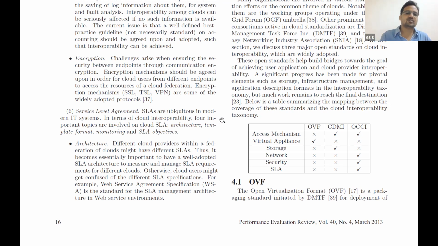So SLAs are ubiquitous in modern IT systems in terms of cloud interoperability. Four important topics are involved in cloud SLA: architecture, template format, monitoring, and SLA objectives. Architecture means the format here. Template format also comes in there. Monitoring, how do you manage the SLA? In the SLA, you wrote that the service will not be down for even 1 hour. How do you monitor? What will be the penalty? And what are the SLA objectives? These things should be clearly defined in the SLA document.